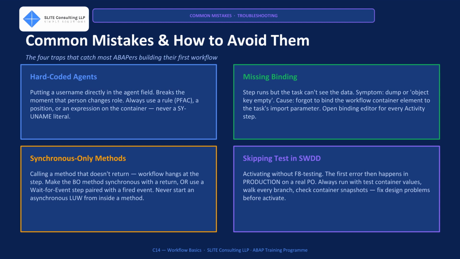Fourth, skipping the F8 test in SWDD. Activating without testing means the first error happens in production on a real PO. Always run with test container values, walk every branch, and check the container snapshot at each step before activating.